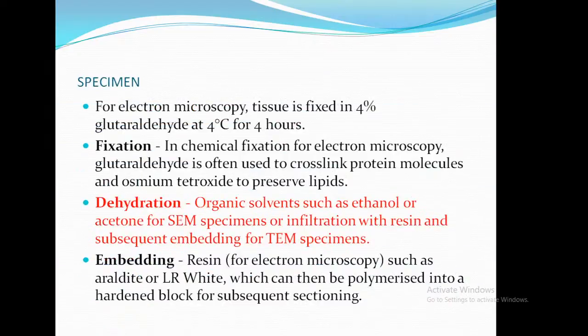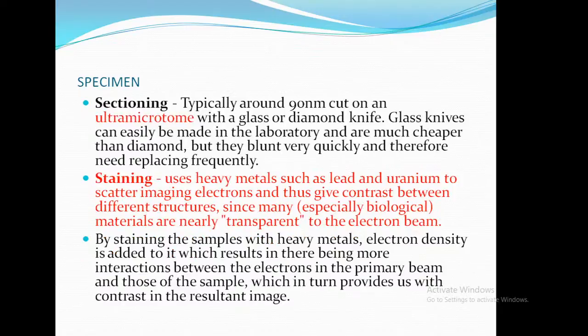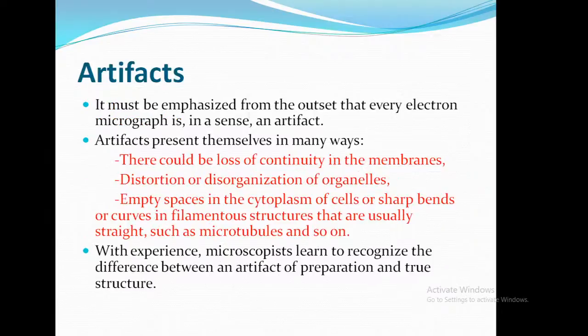So these are the procedures for preparation of a specimen. Firstly, the specimen we are going to examine under the electron microscope needs to be fixed in 4% glutaraldehyde at 4 degrees Celsius for 4 hours. After that come dehydration, embedding, sectioning, staining, and then lastly we insert it into the scanning electron microscope for the result.